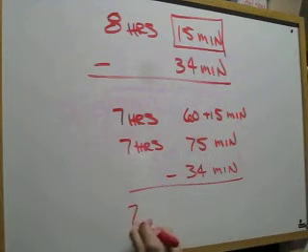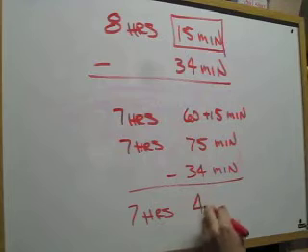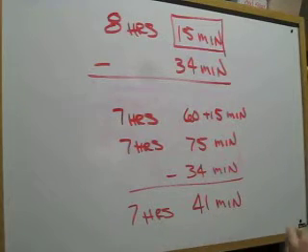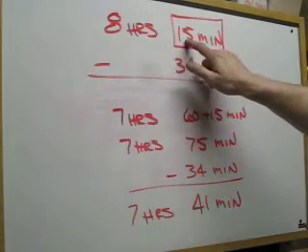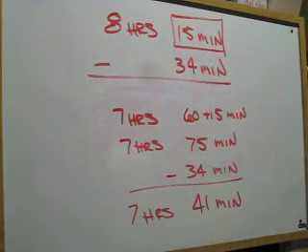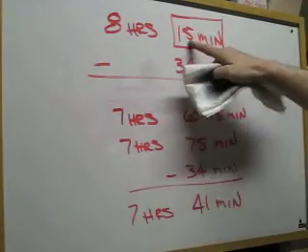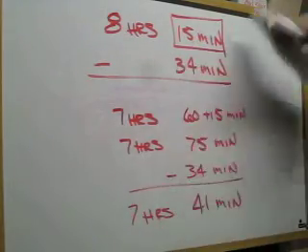So we end up with 7 hours. And let's subtract 34 from 75, and we get 41 minutes. So when we take 8 hours 15 minutes and take 34 minutes away, we have 7 hours 41 minutes there. So don't forget to borrow there if that top number is larger than the bottom one and you're subtracting.